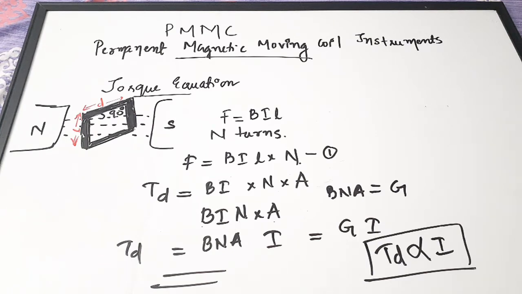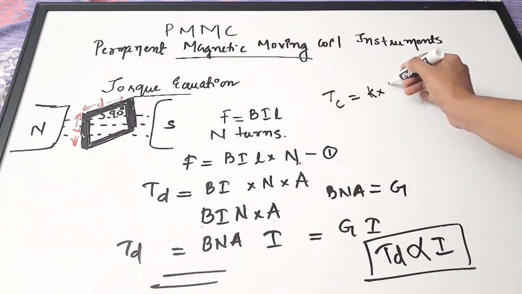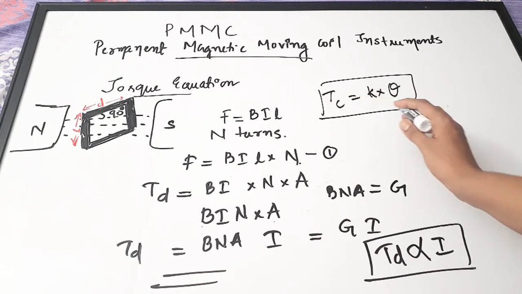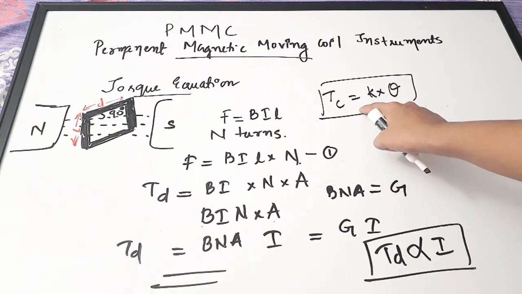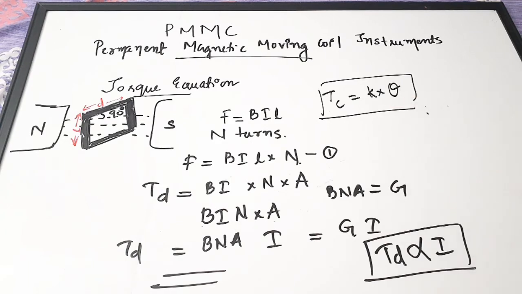There is a deflecting torque and also there is a controlling torque which is provided by the spring control. And the equation for the controlling torque is given by Tc is equal to K into theta. So Tc is nothing but controlling torque. Controlling torque Tc is equal to K into theta. Now what is K? K is nothing but the spring constant. Theta is the angle of the spring control.